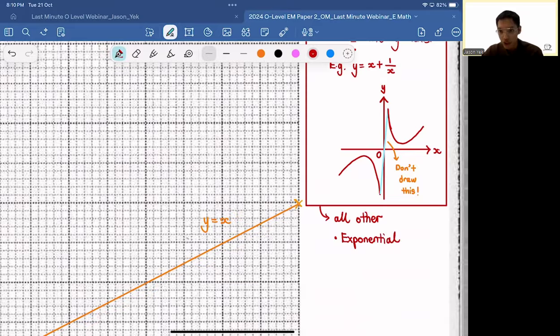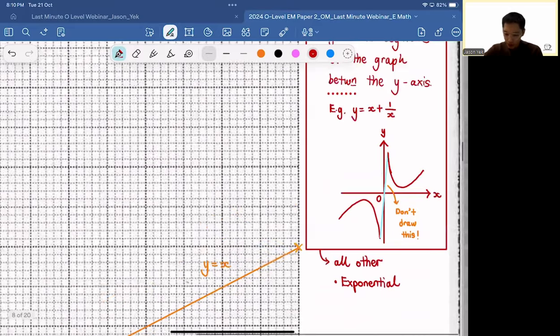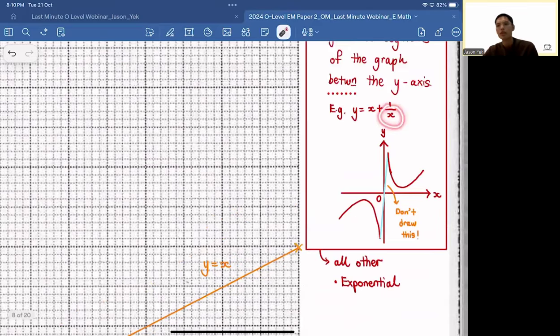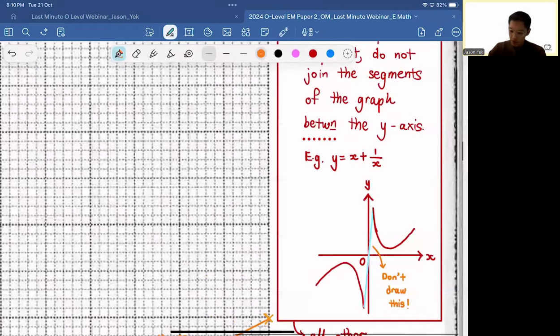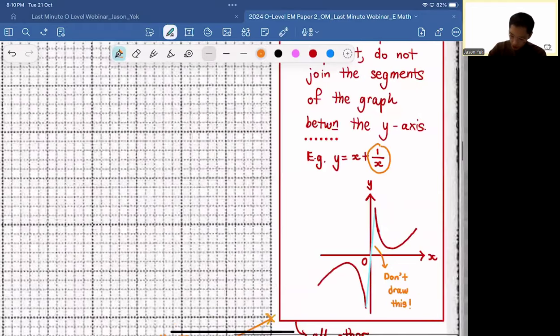I have further questions here. How do you know it's a reciprocal component? As long as you see 1 over, that's a reciprocal. Jasmine? Yes, 1 over x, 1 over x squared, 1 over x cubed, as long as you have a fraction, it's a reciprocal. So when I talk about reciprocal component, it is this thing here.